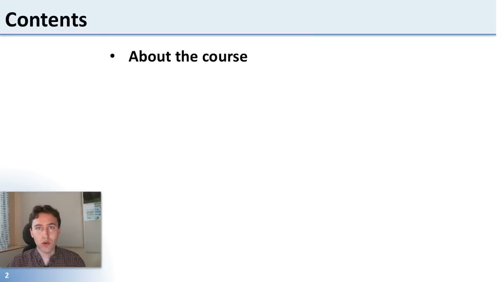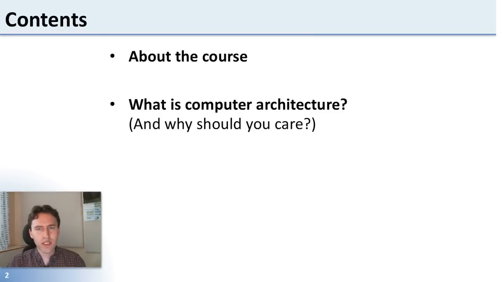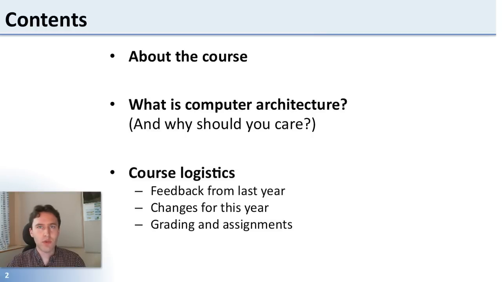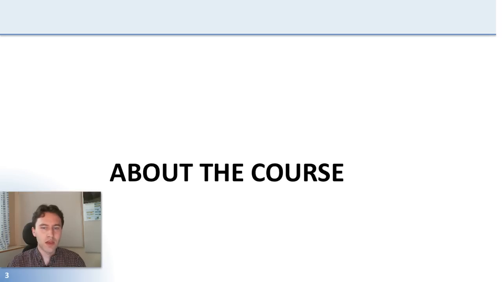Today we're going to talk about the course, prerequisites, and what you should expect to find in the course. We're going to talk about what is computer architecture, and very importantly, why should you care? These are both questions that you should bring up whenever you start a new class. What is it you're going to learn in this class, and why is it important to learn it? Then we're going to talk about course logistics. In particular, I'm going to talk about feedback we got from last year, changes we're making this year, and then all the details of gradings and assignments and important stuff that you need to know but isn't really part of the course. So let's get started talking about the course.